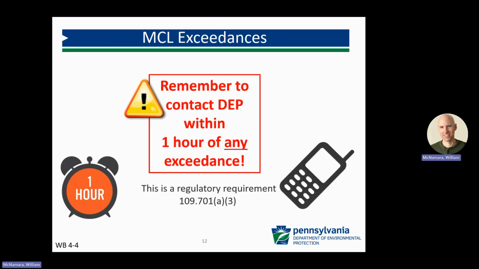But it's important to note, as a reminder for water systems, that DEP must be contacted within 1 hour of becoming aware of any MCL exceedance. So even though the analytical result exceeding the MCL might not be immediately causing a violation, 1 hour reporting is required for any MCL exceedance. So you see that number is greater than the MCL, call DEP within 1 hour when you become aware of that.